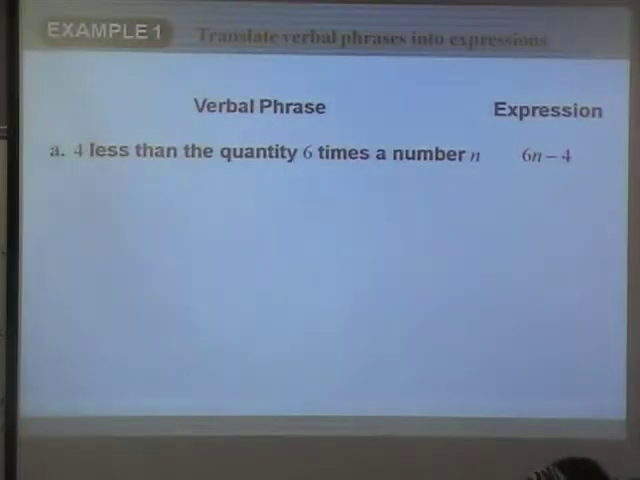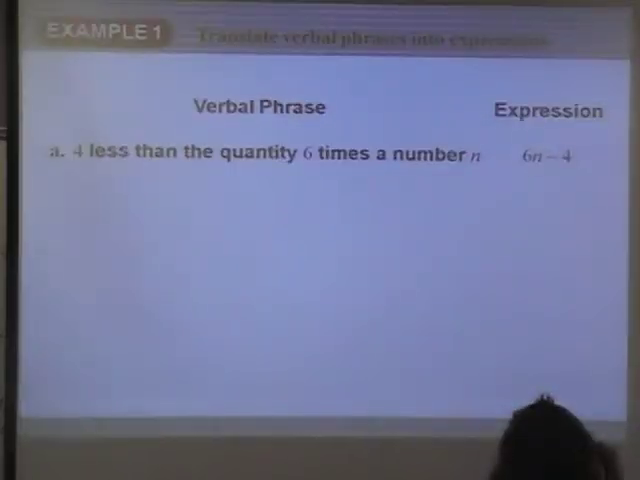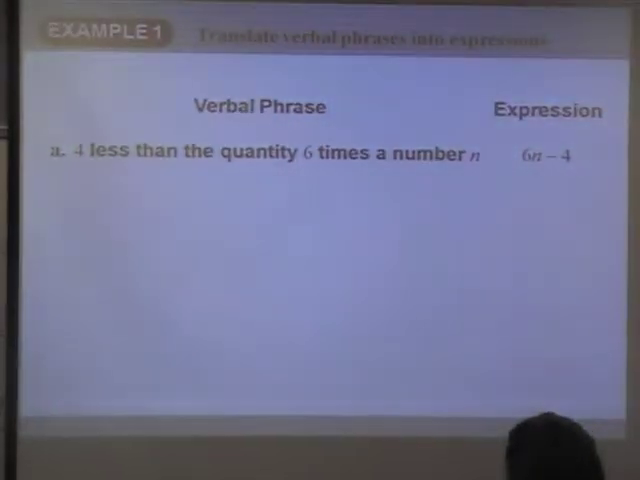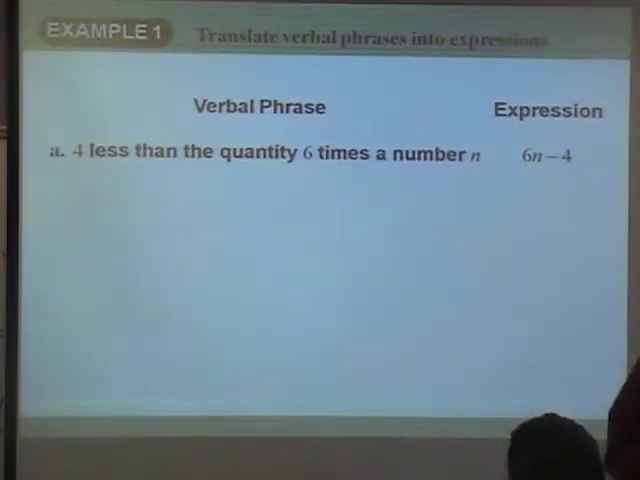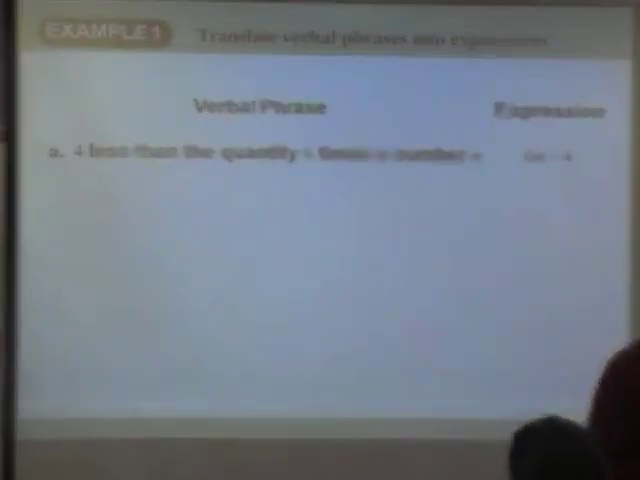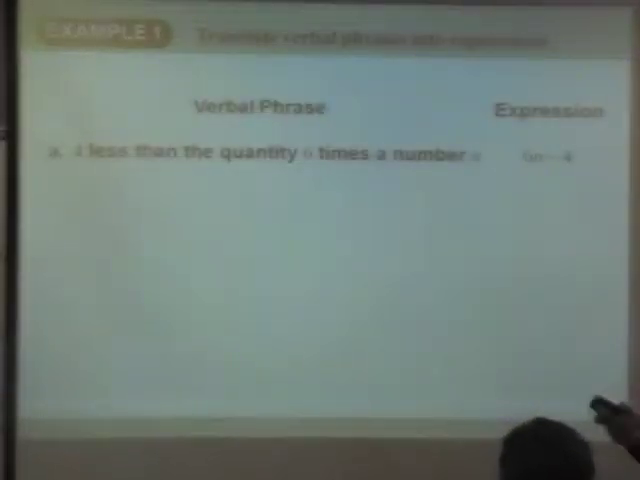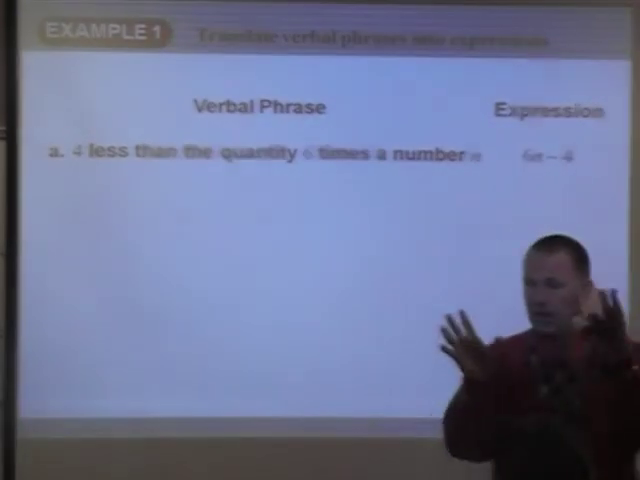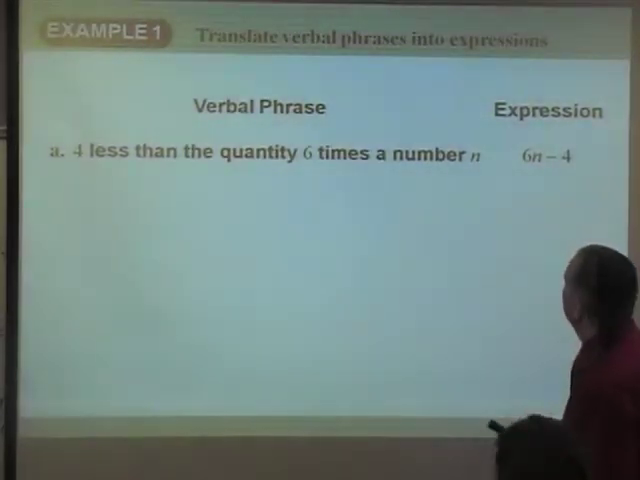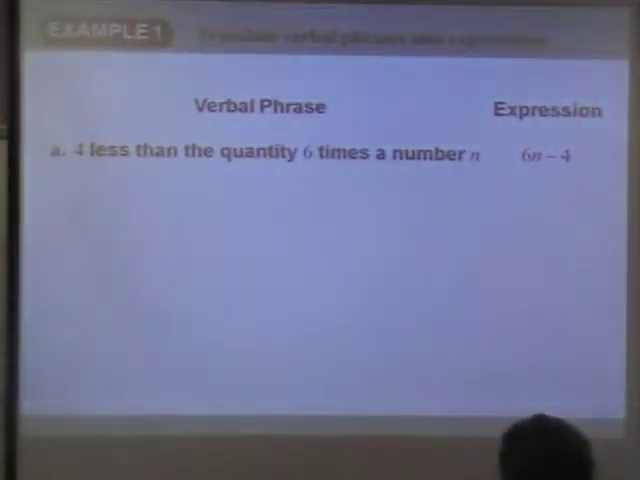So the first one, make sure that when we talk about verbal phrases, we understand that in an expression, when we say "less than," we're talking about minus signs. In an equation, "less than" is going to be your inequality sign. Got it? Because an inequality sign means we're talking about 2 sides of something. All right. So that was 6n minus 4.